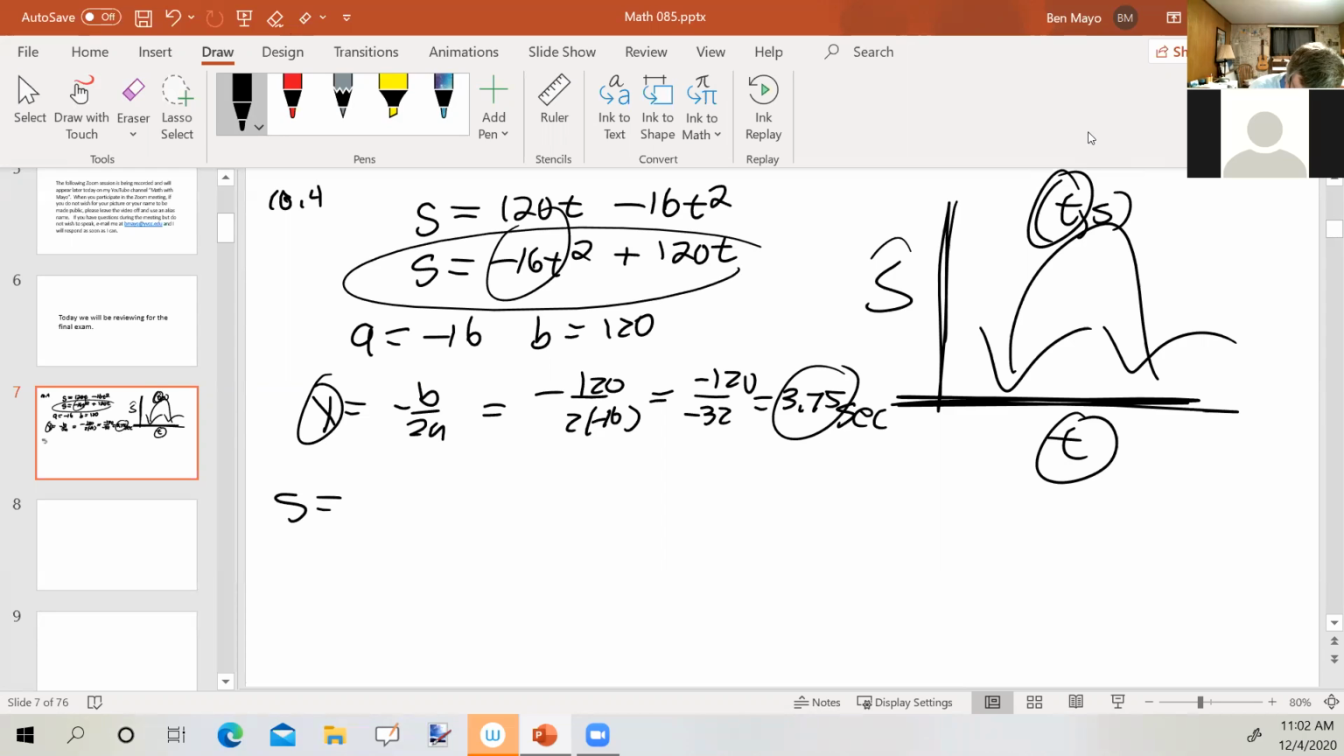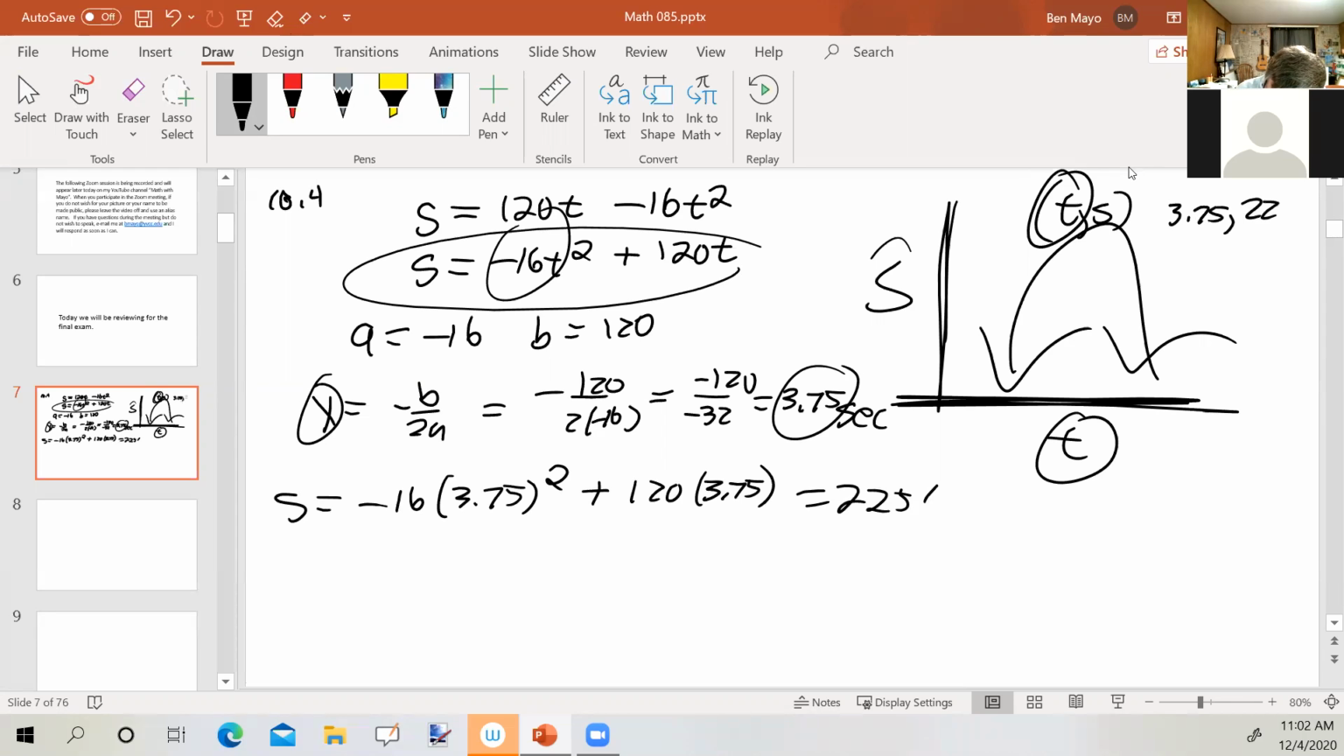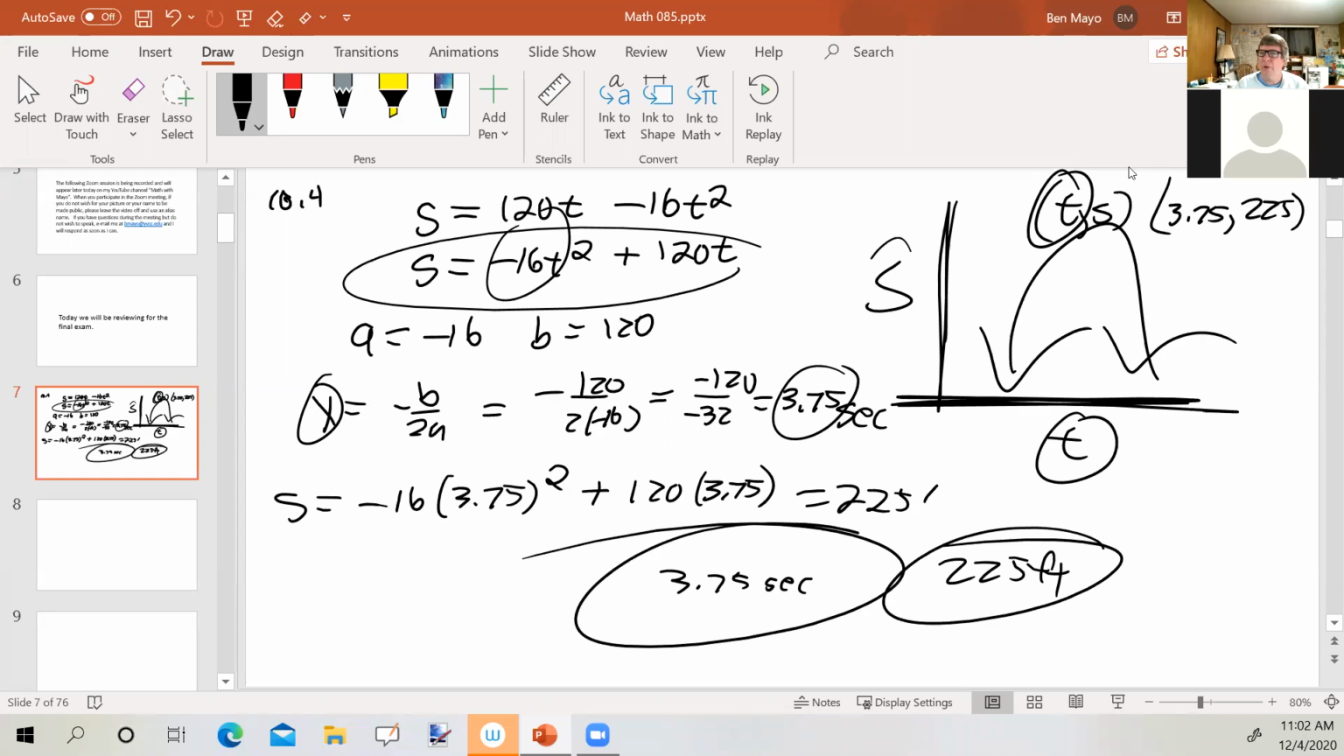So the height is going to be negative 16 times 3.75 squared plus 120 times 3.75. And it's calculator time. Negative 16 times 3.75 squared plus 120 times 3.75, and I get 225 feet. So the vertex is at 3.75, 225. At 3.75 seconds, it's at a height of 225 feet. All right with that?